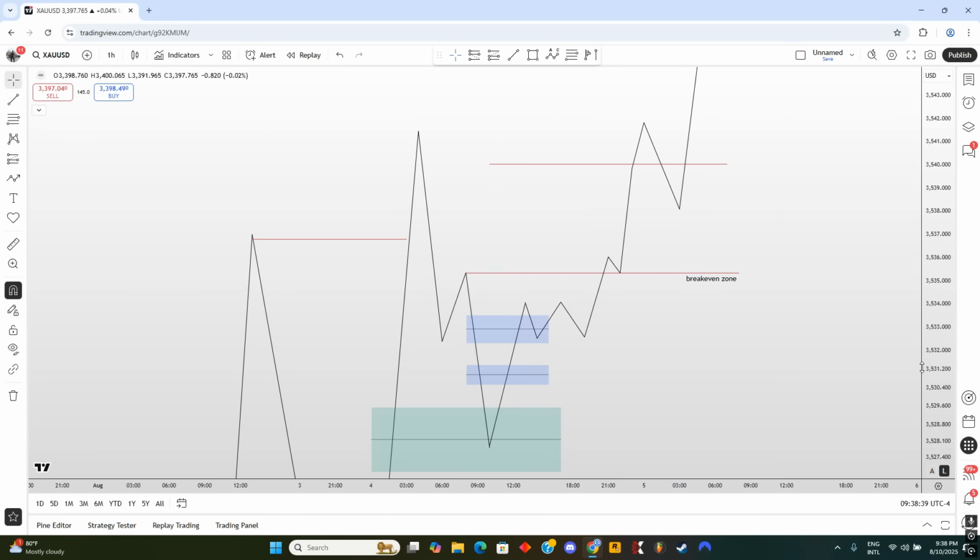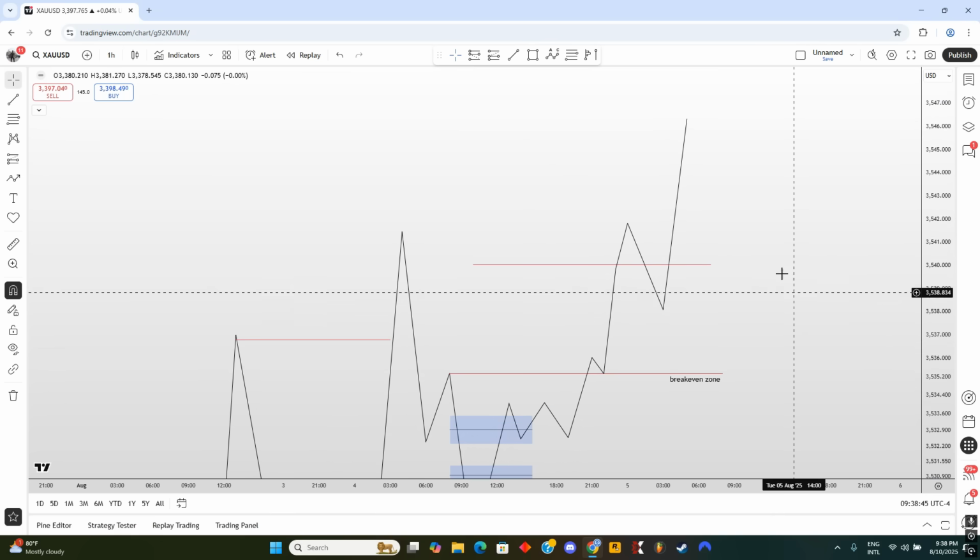So if you want to succeed in trading, your first goal should be to protect your capital rather than making capital. That makes sense.